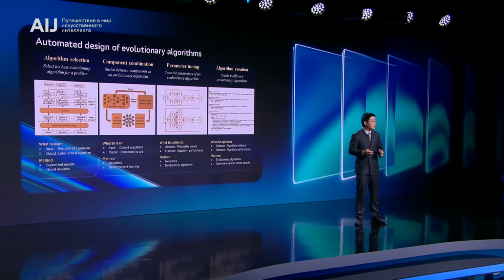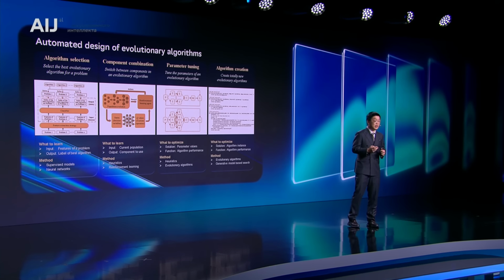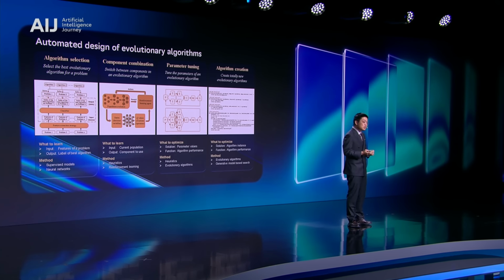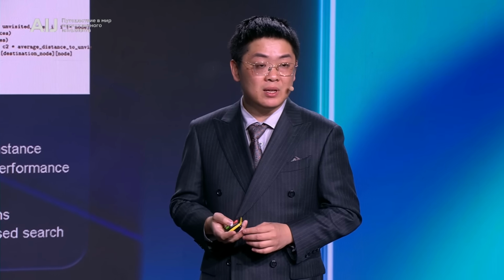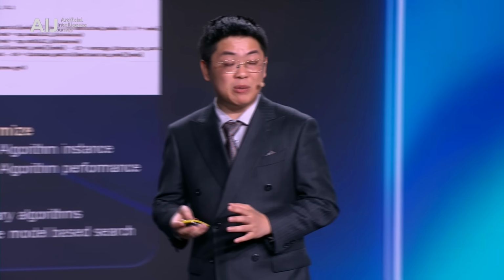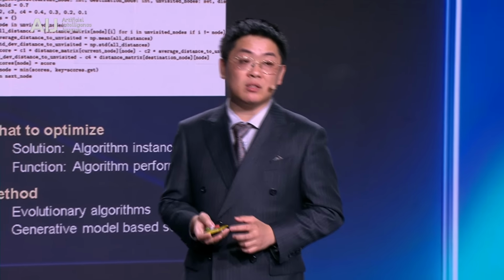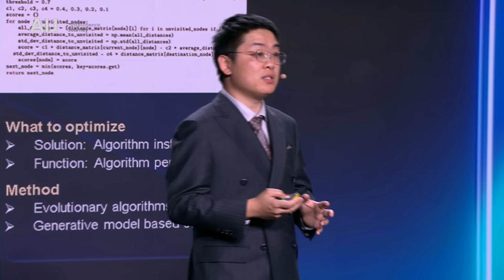On the other hand, parameter tuning and algorithm creation are in fact optimization problems, as they aim to find the best parameters and algorithm source codes for each problem. Therefore, they can be handled by existing optimization algorithms, for example, evolutionary algorithms and generative model-based search.